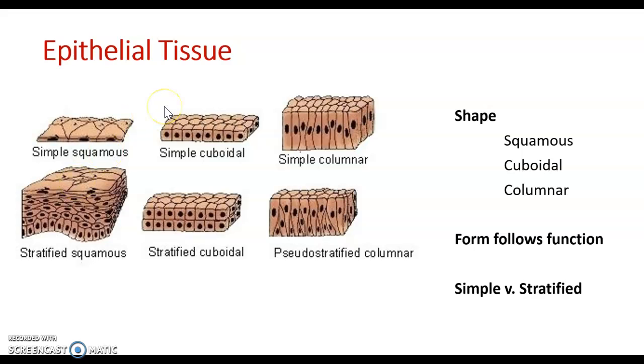Cuboidal epithelial cells are cube-like in shape, and these specialize in secretion and absorption. And these are what makes up the cells of our glands. So our glandular tissue are cuboidal epithelial cells.